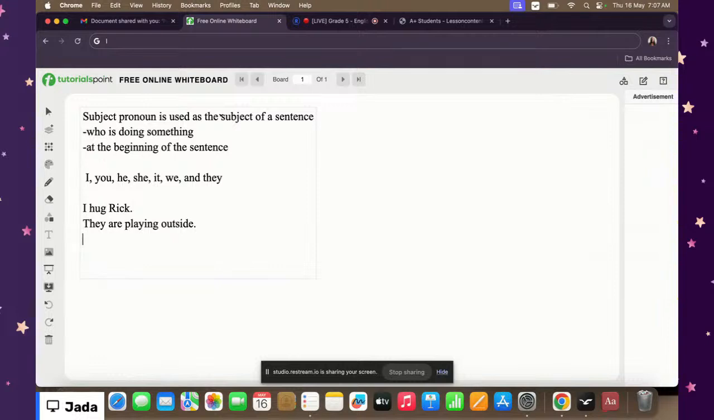And we can also have, for example, he thinks she's sick. Yeah, so this is also another example. He is thinking that she is sick. So he's the subject, he's the one doing the thinking. Okay, and it is at the beginning of the sentence. So note that the subject pronoun will always start the sentence.